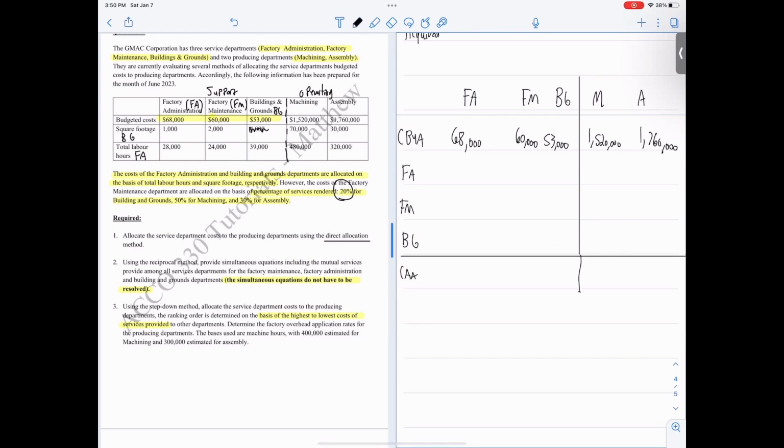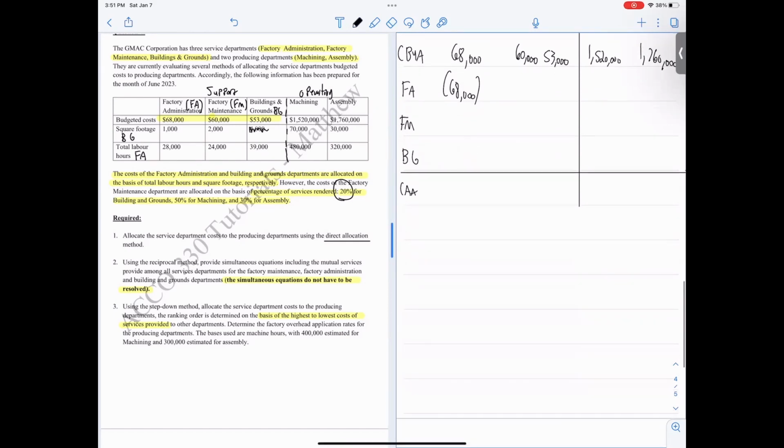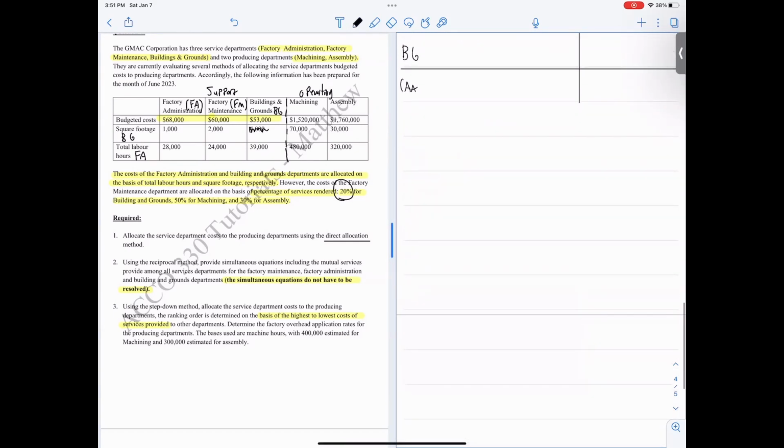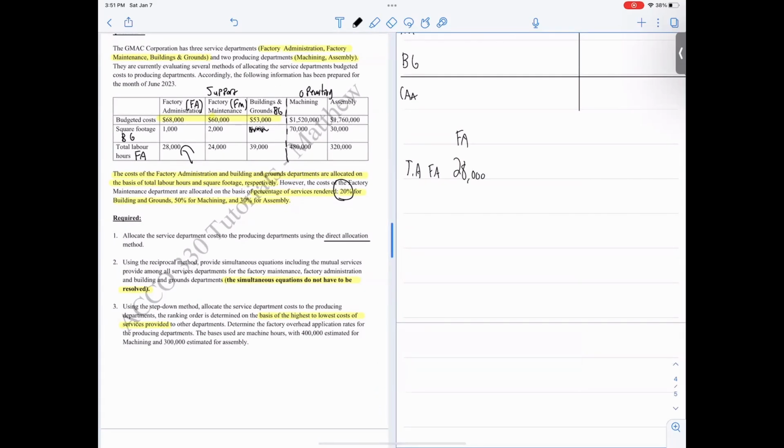Now, guys, let's start off with allocating factory admin. Factory admin has $68,000 in cost that we're going to have to allocate to every other support department and then the 2 operating departments, because it's the top ranking. It's the big dog. So let's do our total allocation for factory admin. First off, how much do they allocate to themselves? If you put 28,000 here, you would get 0 as your grade because the answer is 0. You never do any self-allocations.